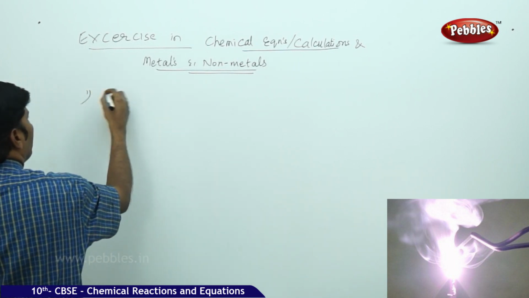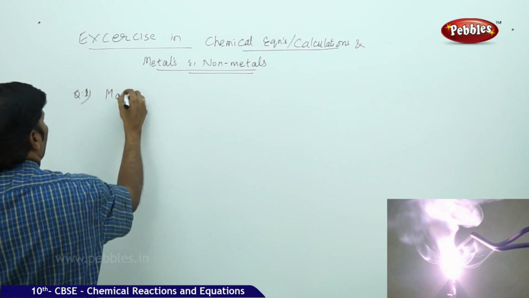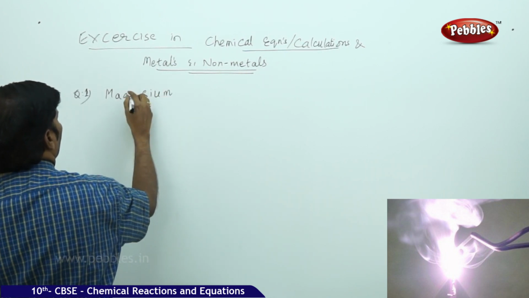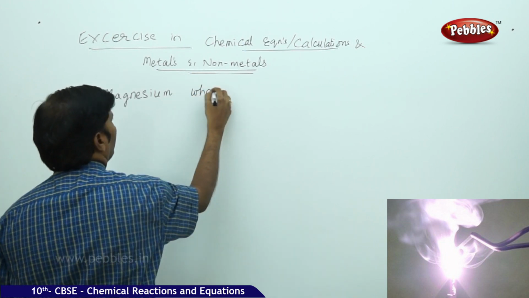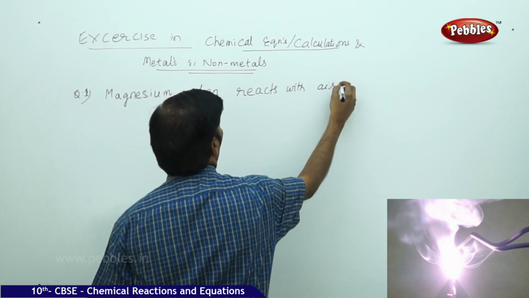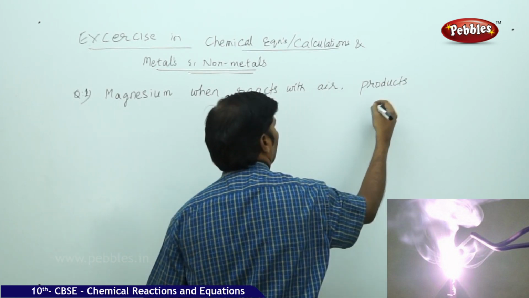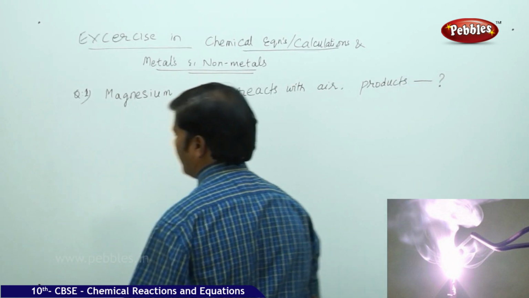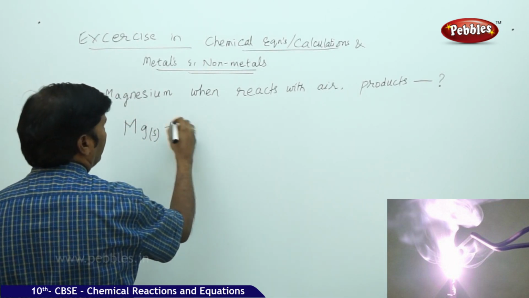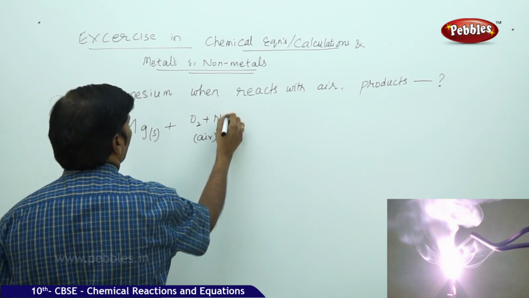When magnesium reacts with air, first question, what are the products obtained? So the reaction is very simple. Magnesium is a solid, it reacts with air because air is a mixture. So air contains both oxygen as well as nitrogen gas.